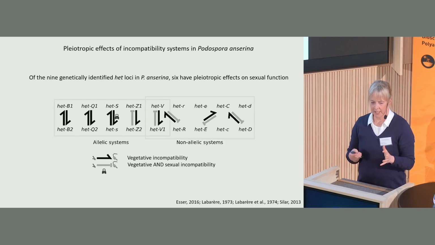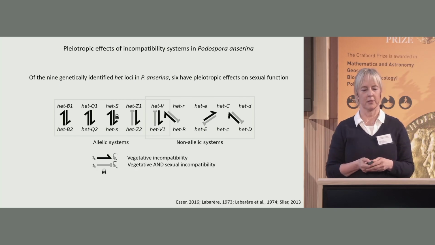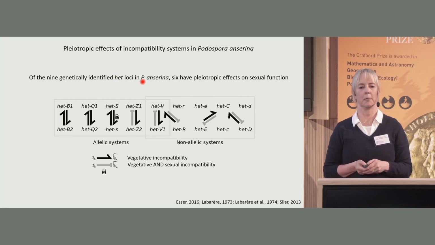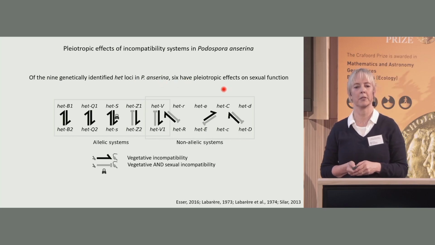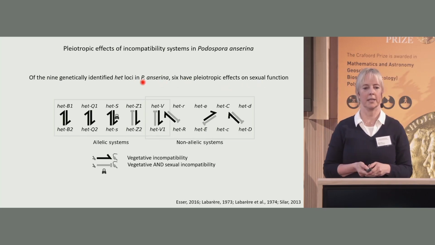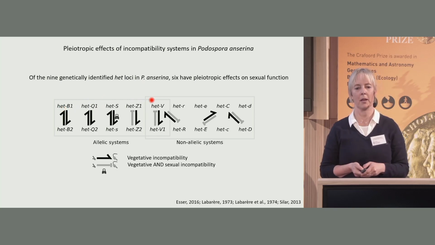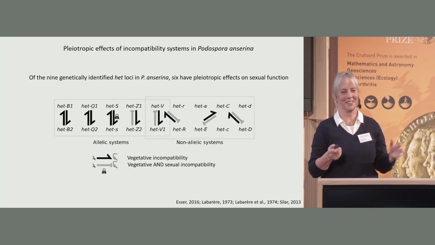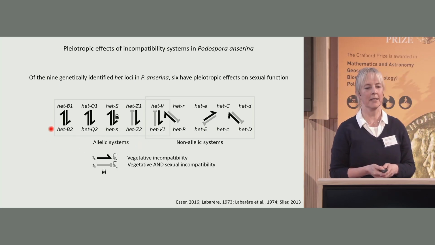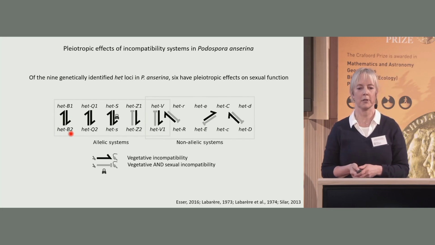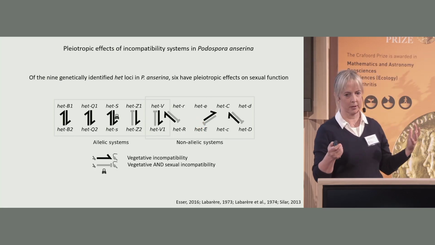We think this system was really suitable for this analysis, because of the 9 genetically identified het loci in Podospora anserina, 6 have a pleiotropic effect on sexual function. You see here the loci, called het B, het Q, het C, and different het combinations. Some of them are allelic, so the interaction between 2 alleles of the same locus determines compatibility. Some systems are non-allelic, meaning that an allele of, for example, het C interacts with an allele of het E to determine compatibility.